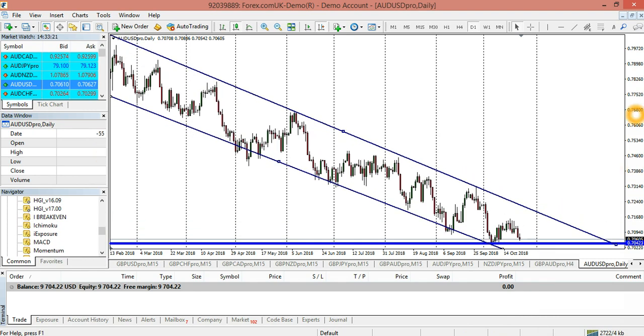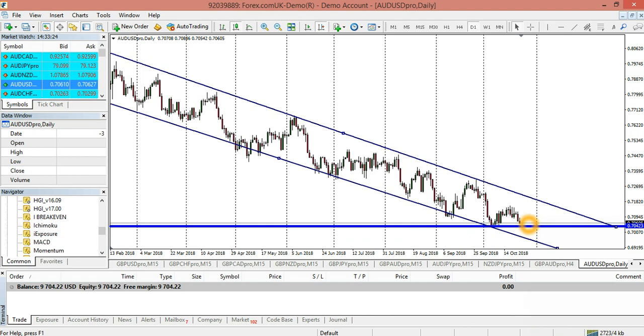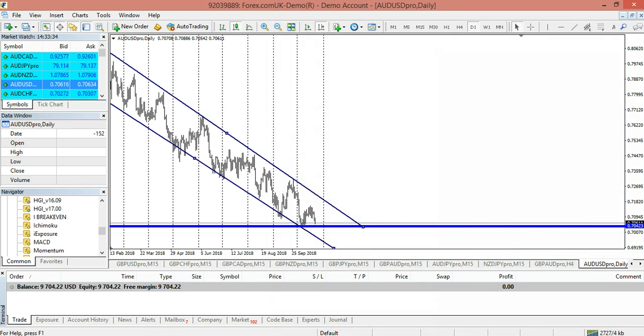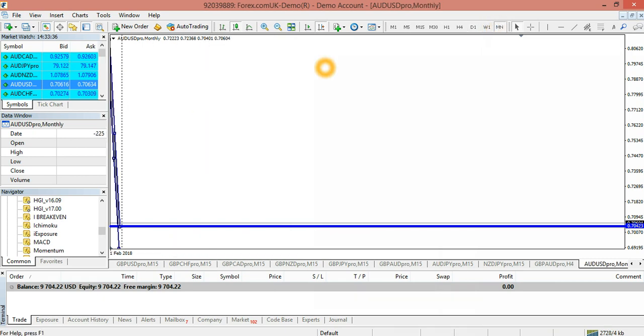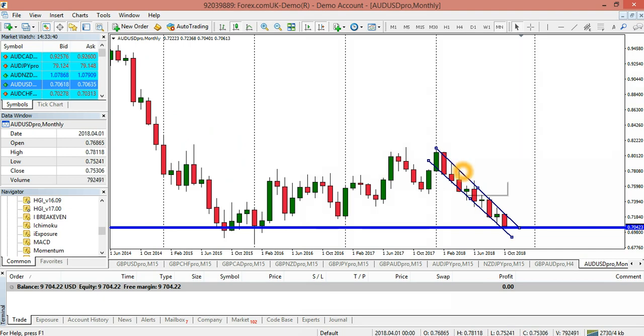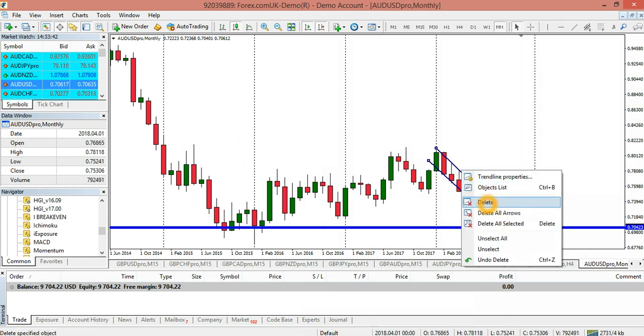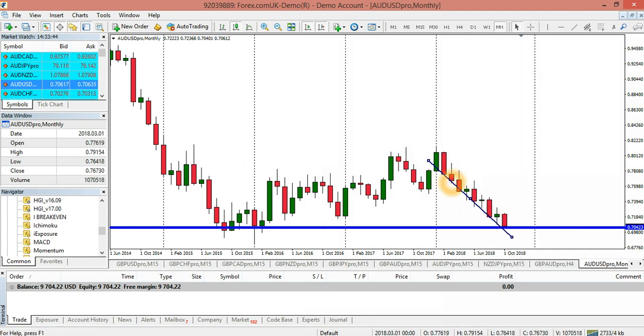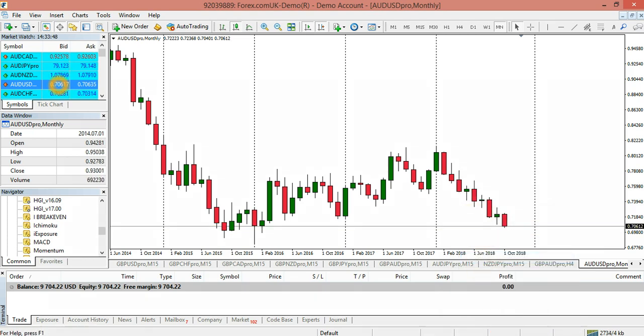So it could respect this line here and go back up, or it could come down to the bottom and go back up. But it clearly, as you can see, just moved within a channel. It broke out of one channel and entered into another channel. The Forex market likes to do the same things at the same price point.